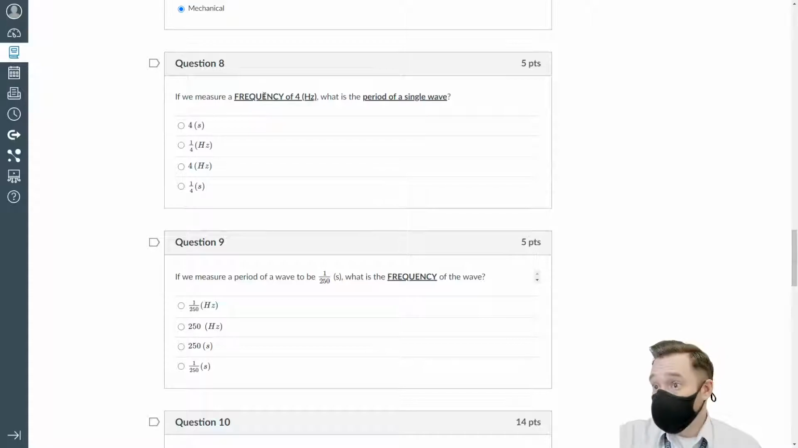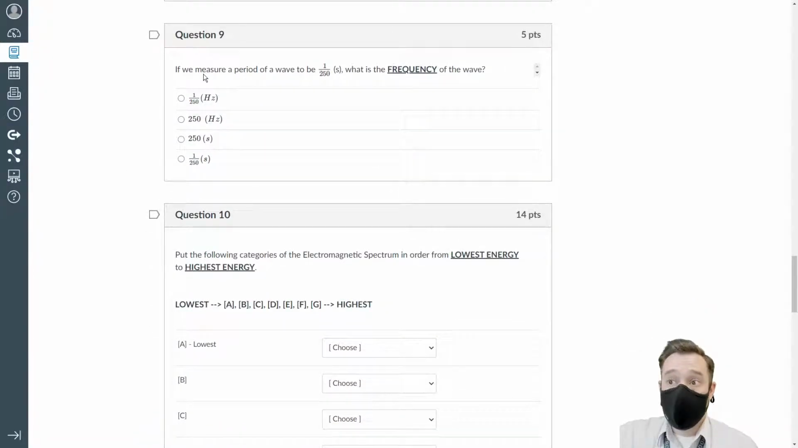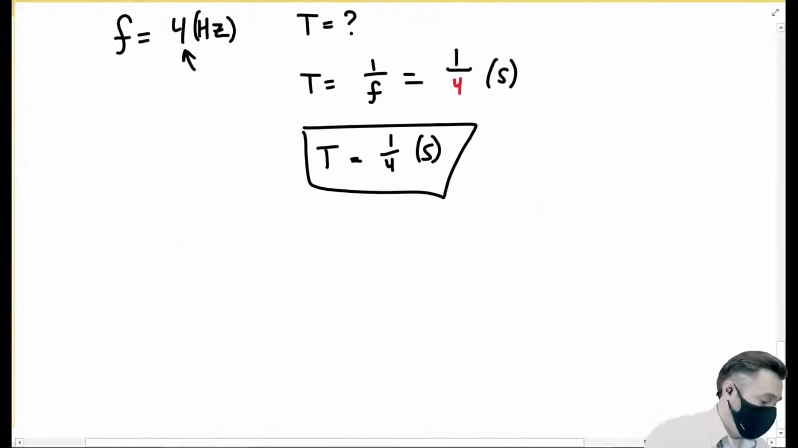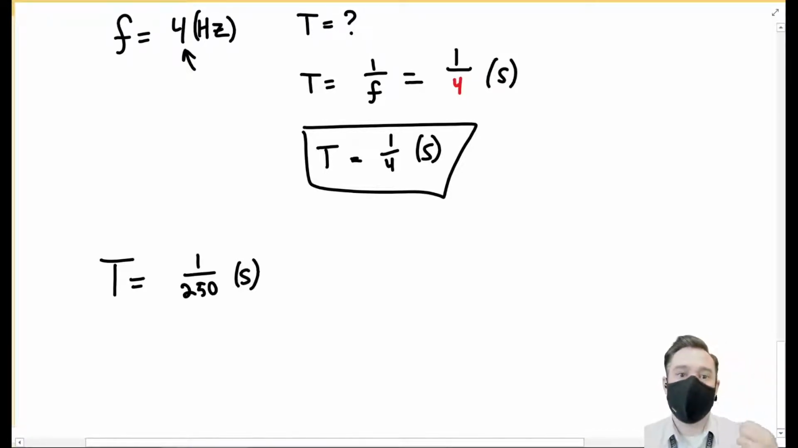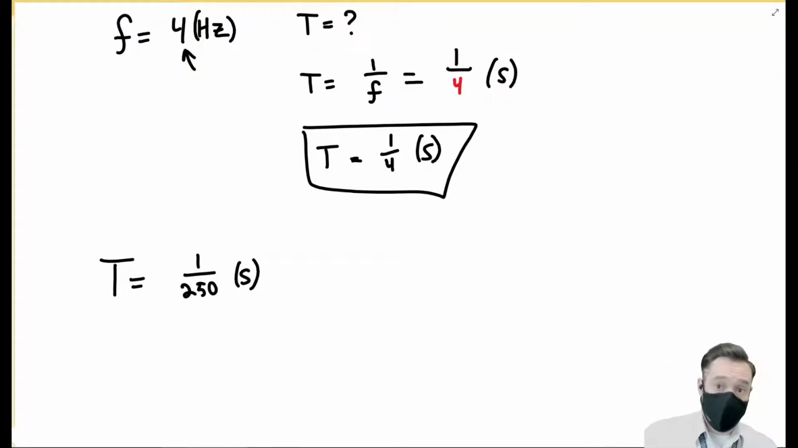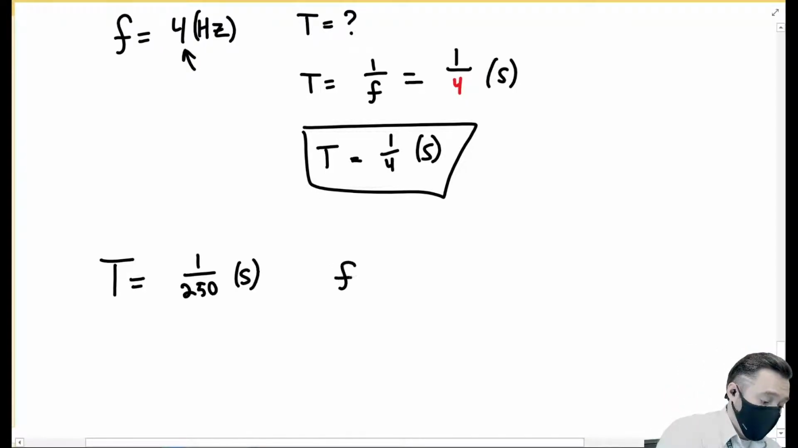So the period of a single wave, how long does it take for one of those wavelengths to pass, is going to be 1/4 of a second. Now, we're going to go in the opposite direction. We're going to be given the period and then asked what the frequency is. So if we know that the period of a wave is equal to 1/250 of a second, so 1/250th of a second, that's how long it takes for one wavelength to go by. And I'm asked to find the frequency.